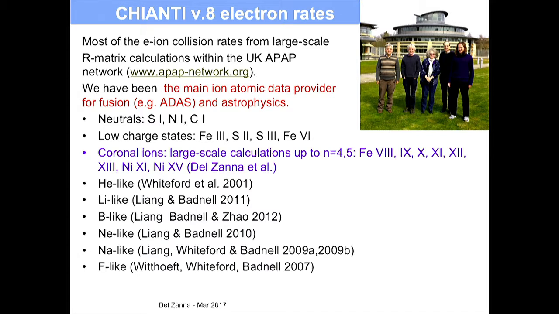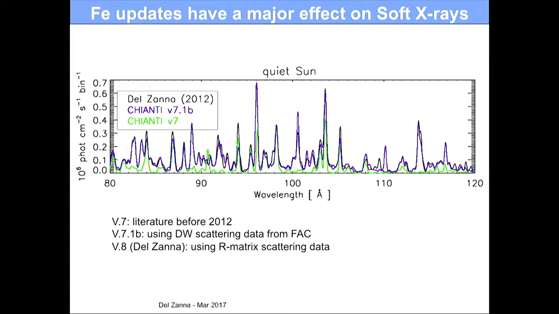Recently, in the last few years, we worked on all these sequences, and my main contribution has been to calculate cross-sections for electron excitation for these very difficult coronal iron ions, in a sequence of papers. And I'll just show you an example of what it means. Basically, these are very large-scale calculations, including principal quantum numbers up to 4 and 5. And they were necessary because I was particularly interested in the soft X-rays.